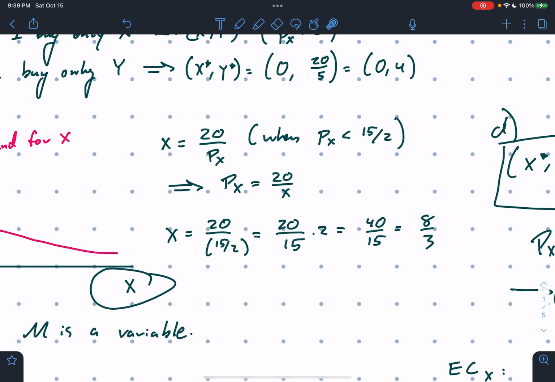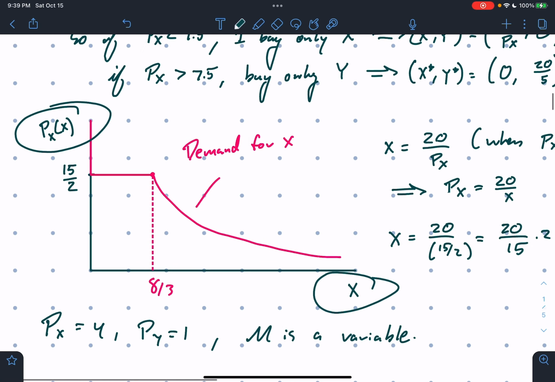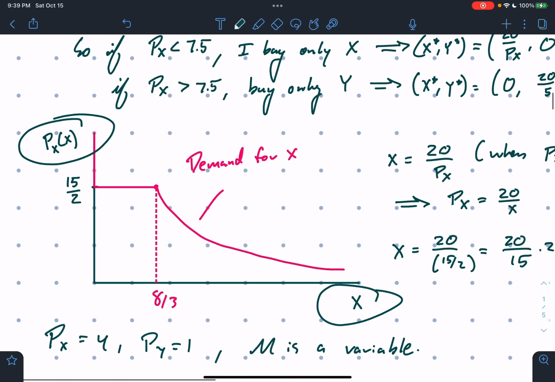Then to get this value right here, we set x equal to 20 over the price of x at the point where we switch. So this is just simplifying. It's 20 over 15 times 2, which is 8/3. So my demand at this particular value of the price of x is 8/3. And then it just increases as the price of x decreases. So yeah.